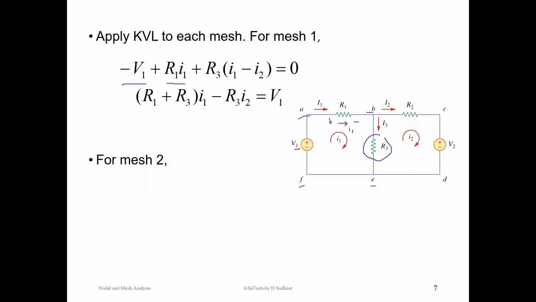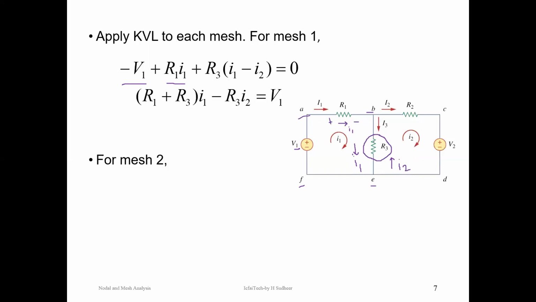You can see the resistance R3 is common between first mesh and second mesh. Whenever you are writing a mesh equation or a KVL equation for mesh 1, you need to assume that that mesh current is always greater than other mesh current. So R3 is common between first mesh and second mesh. The current flowing through R3 is the resultant of the two currents. I1 is flowing in downward direction. If you take this clockwise direction, I2 is flowing in upward direction.